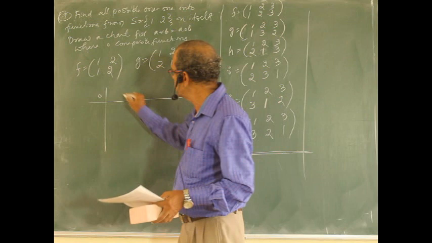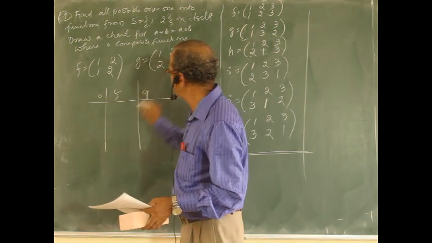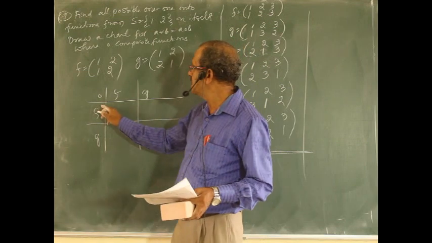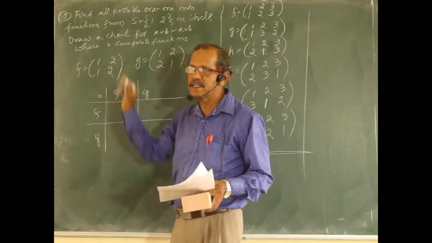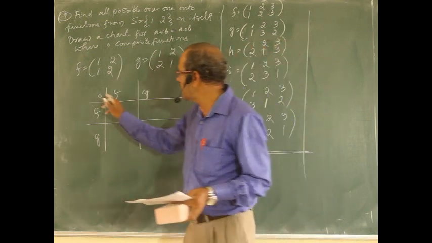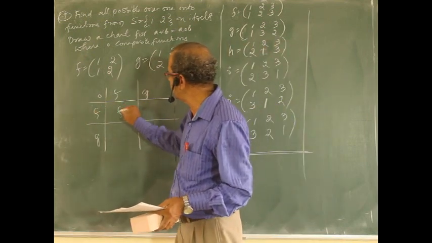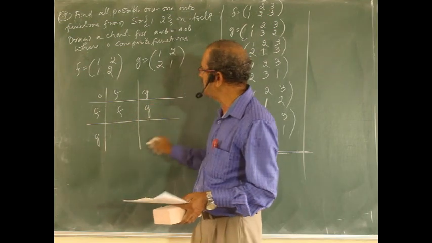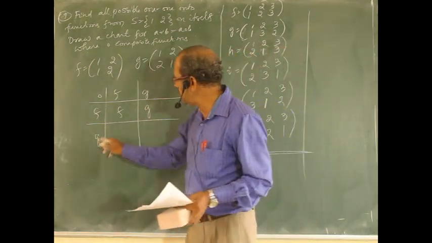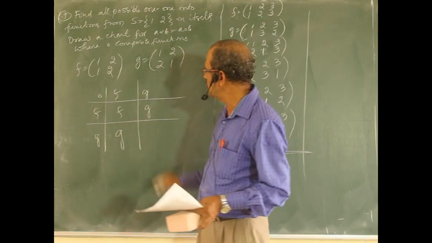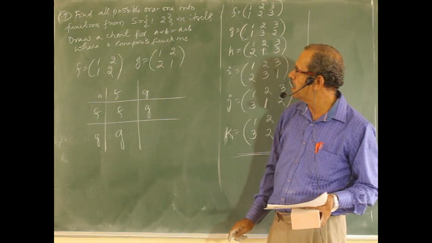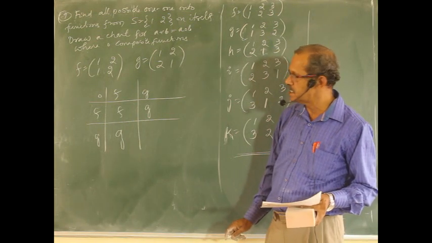Composite function, F and G. F is actually the identity function. Just to see that 1 to 1, 2 to 2 is identity. So if you combine the identity function with any other function, you get the same function, no doubt, because it is identity. G composite F is again G. What about G composite G?